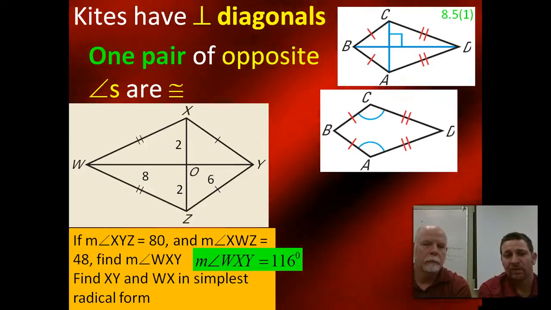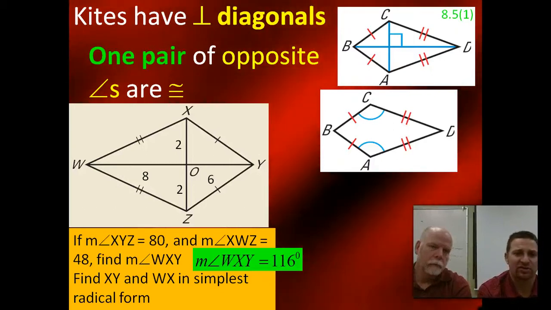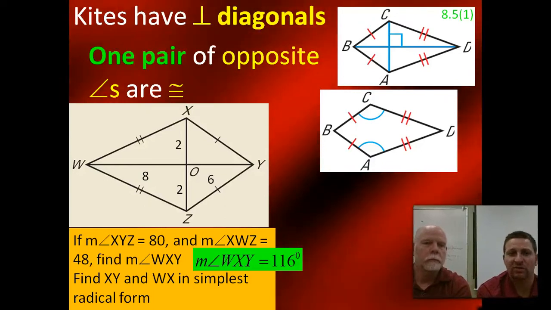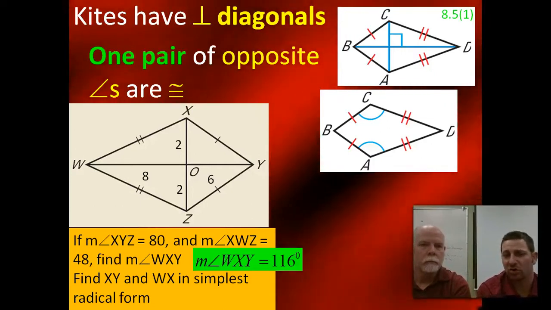Now, for XY and WX, what you're going to have to do here is use a little bit of Pythagorean theorem to find those pieces, because XY is the hypotenuse of the triangle in the upper right-hand corner, and WX is the hypotenuse of the triangle in the upper left-hand corner. So they give me OY as 6, and they give me WO as 8. So I can use Pythagorean theorem to figure out that third side, because remember, the diagonals of a kite meet at a 90-degree angle. That allows me to use my right triangle rules, and Pythagorean theorem is the best way to go.